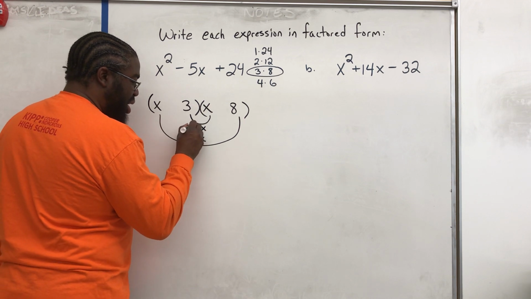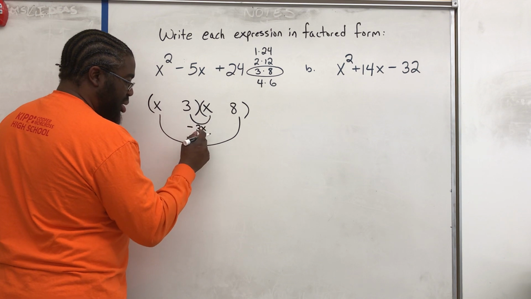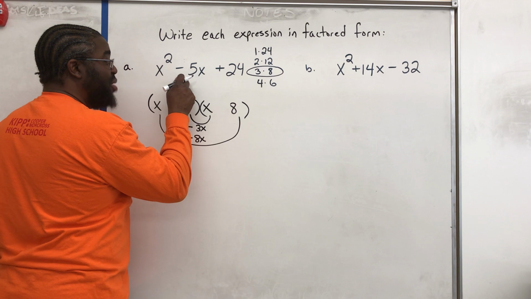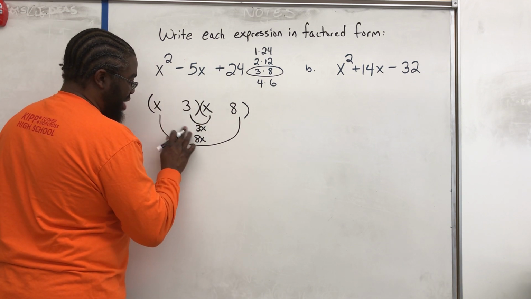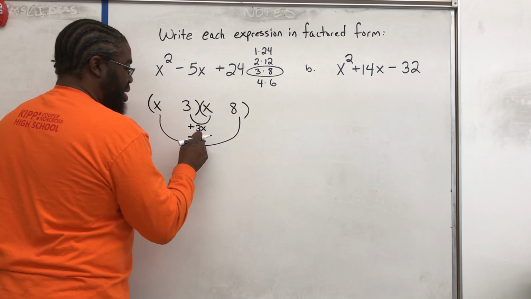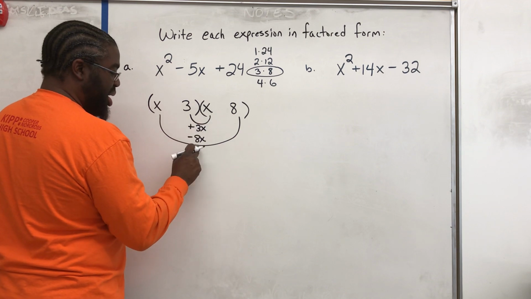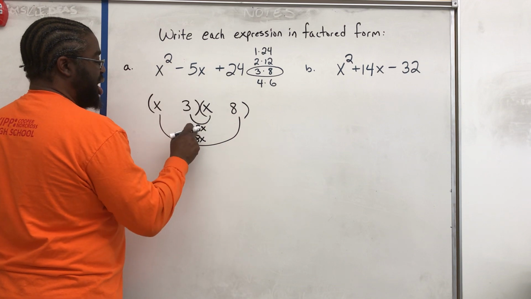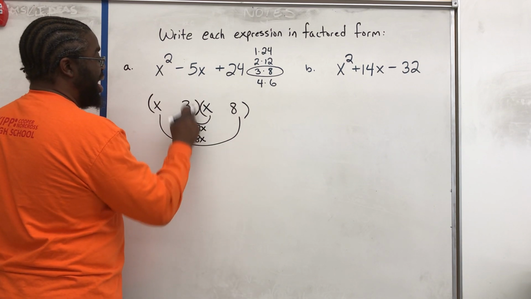So if I put a negative here and a positive here, that's going to give me 5, because positive 8 and negative 3 is 5. I don't want 5, I want negative 5. So that's not going to work. What if I switch them and I put the positive here and the negative here? Well, now I have negative 8 and positive 3, which will give me a negative 5. And so my inners will add up to my middle, negative 5x. My outers, positive 3x, negative 8x, will add up to my middle.